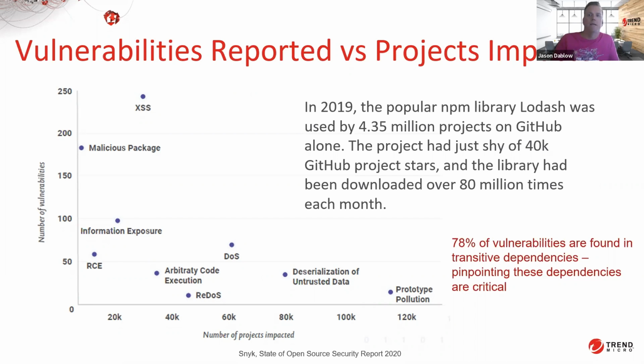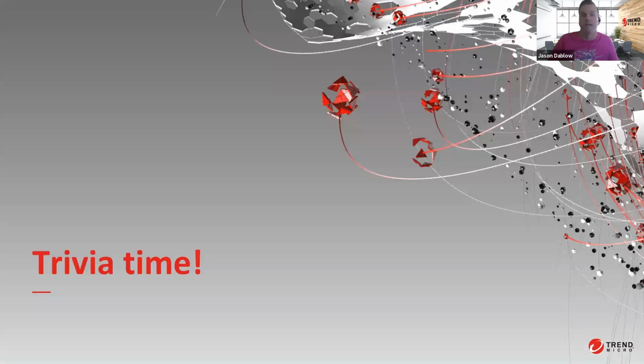So in 2019, you have this popular NPM library, Lodash, used by over 4 million projects with 40,000 GitHub stars, and downloaded over 80 million times. It had a broad range of vulnerabilities that it introduced, impacting a broad number of projects. And then, of course, a lot of these are introduced by indirect dependencies or transitive dependencies. So these are really important to pinpoint very quickly within your environment because they're not necessarily brought in at the top layer, but brought in several layers down.